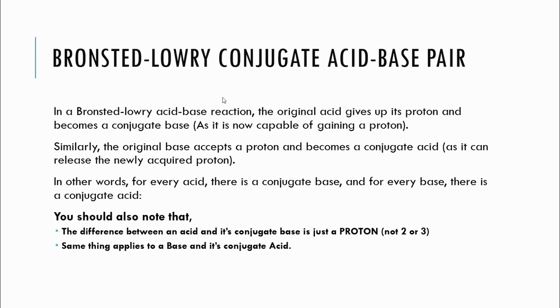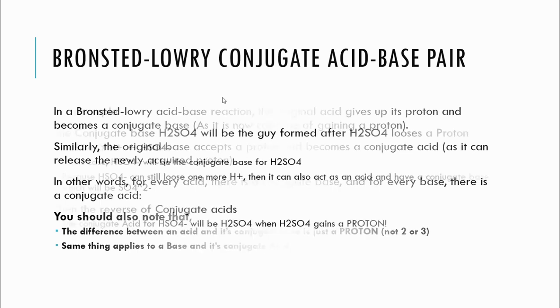People make the mistake of, okay, what's the conjugate base of H2SO4? They remove both hydrogens there and say it is SO4 2-. No, the conjugate base will be what? Just HSO4 minus. It is just one proton that is the difference between them, not two protons, not two hydrogen ions. The same thing applies to a base and its conjugate acid.